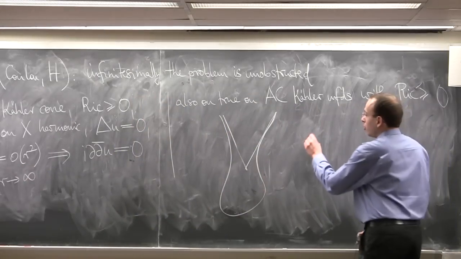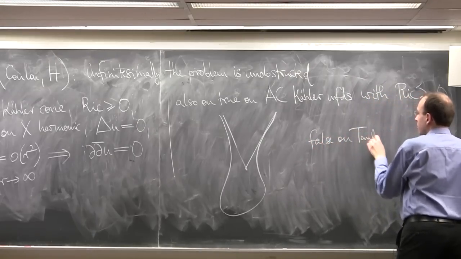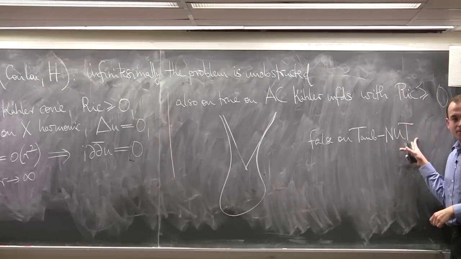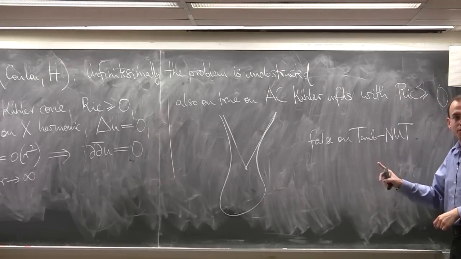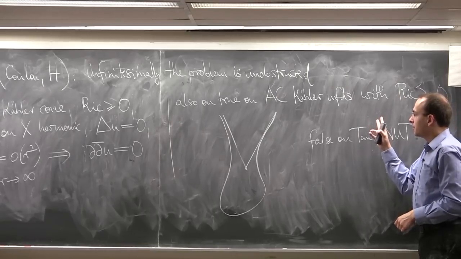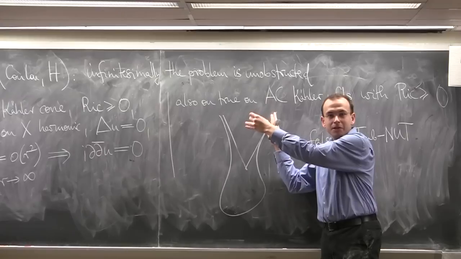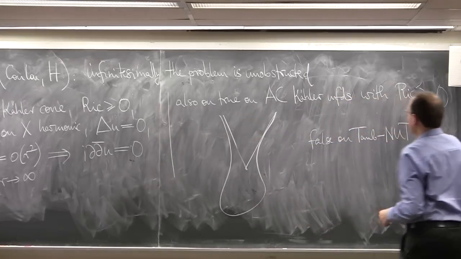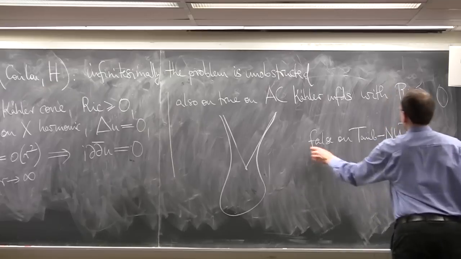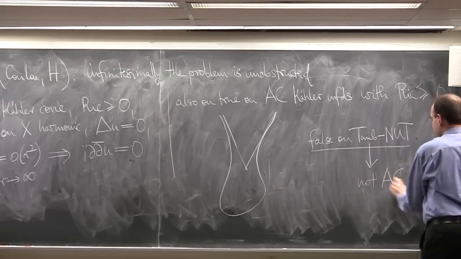And somehow this is false on Taub-NUT. Taub-NUT is Ricci-flat Kähler, but you can make a harmonic function of linear growth on Taub-NUT that's not actually pluriharmonic. So somehow this maximal volume growth condition enters into the picture and tells you something about the behavior of these harmonic functions. So Taub-NUT is not asymptotically conical. It's cubic volume growth.